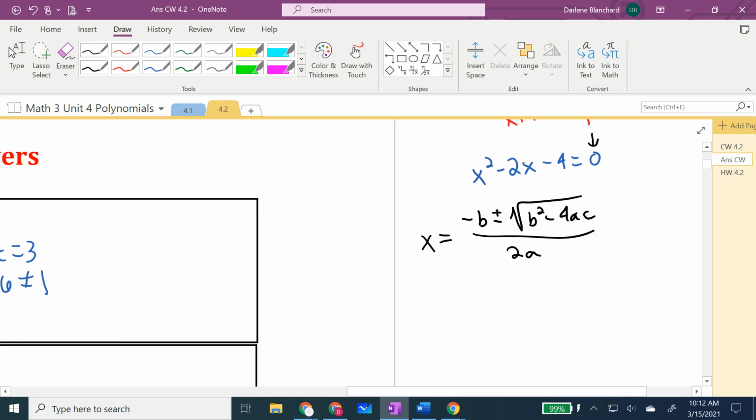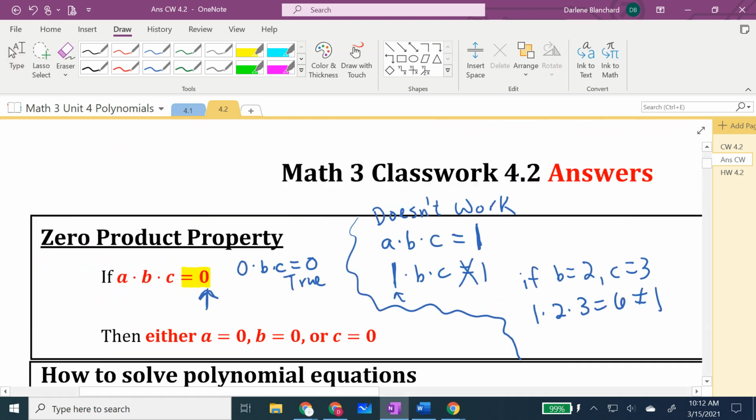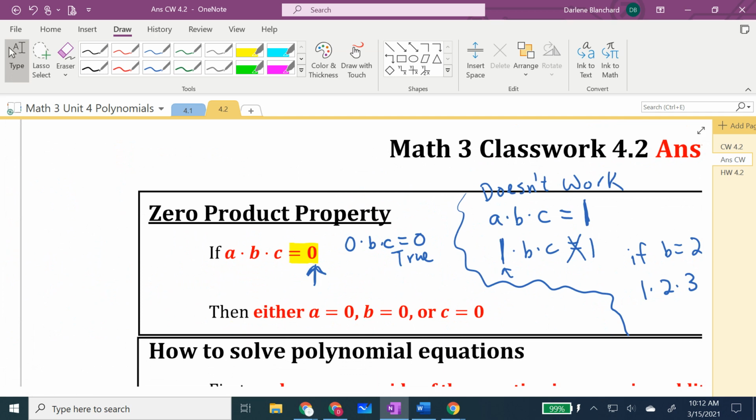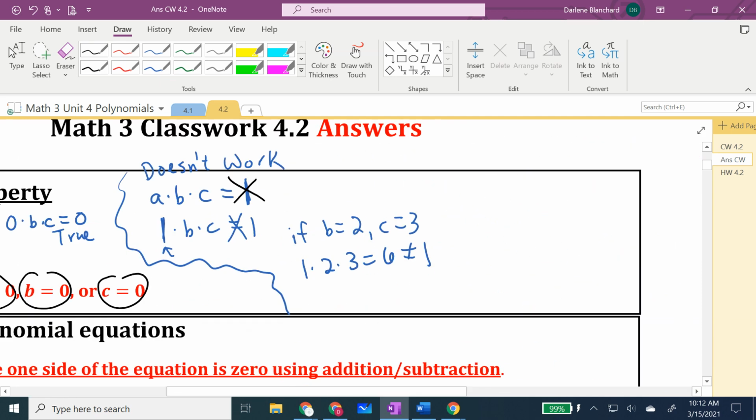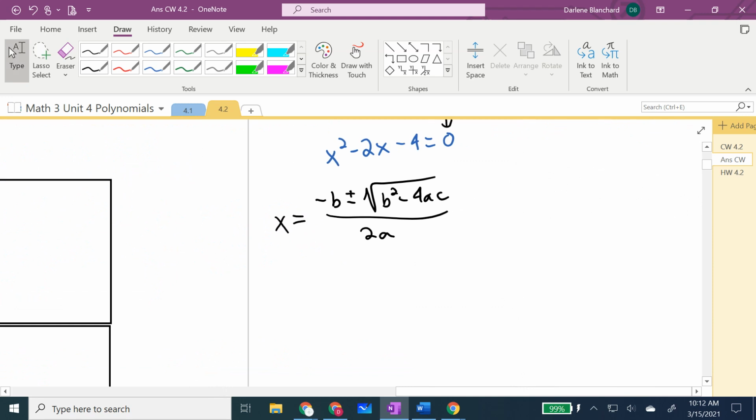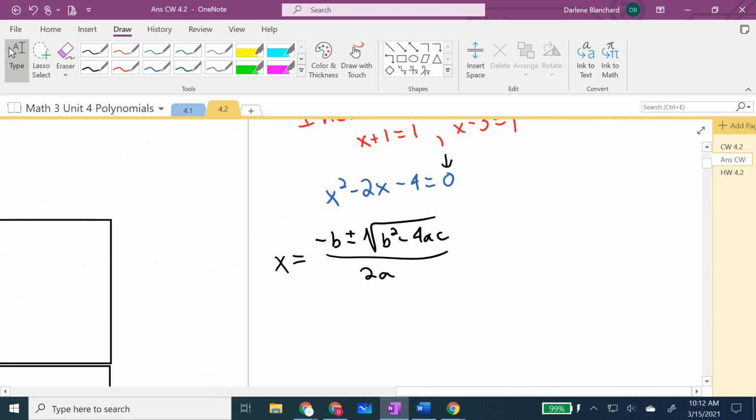So with the zero product property, either you can nicely factor after you have it set equal to 0, and then you can look at the individual factors set equal to 0. But you cannot do it for any other number. Or you set the equation equal to 0, and then you've got your A, B, and C for the quadratic formula.